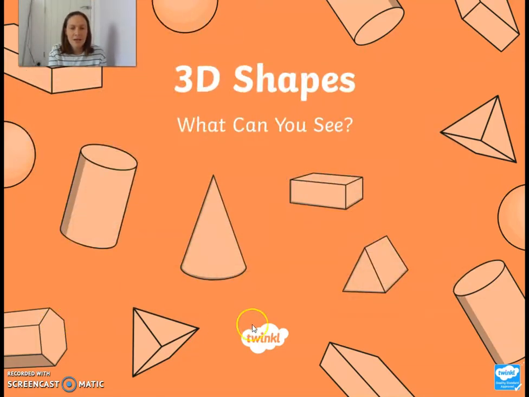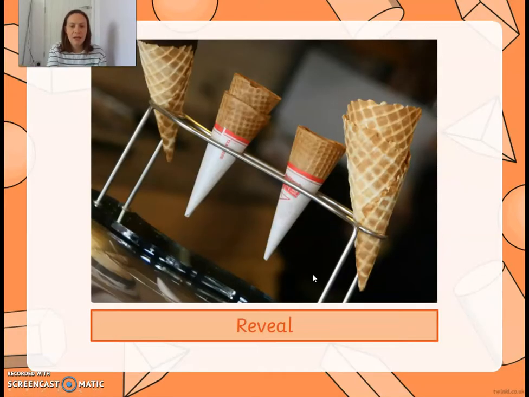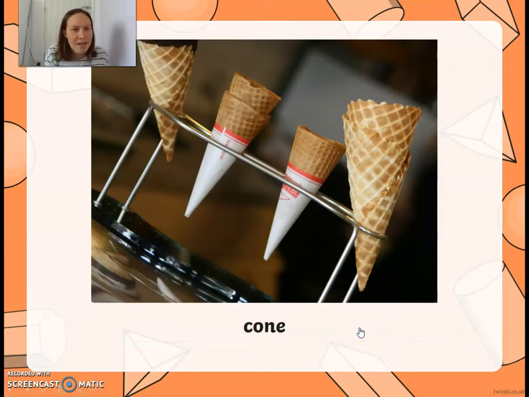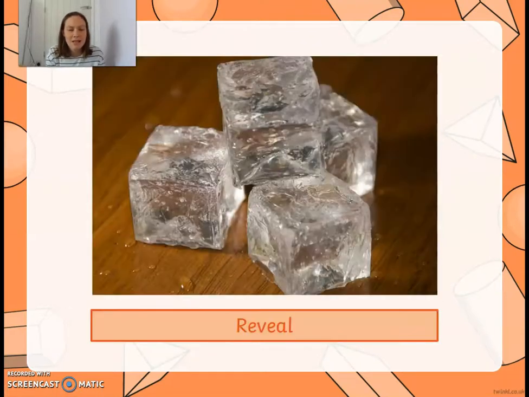So let's have a look at our 3D shapes. So what shape do you think this is? Now remember, a 3D shape is an object. 2D is flat, so we're not using words like triangle, square, rectangle, circle. We're not using any of those. We're using our 3D shapes. Let's have a look. Well done. See if you're right. I think it's a cone. Fantastic if you've got that right. Let's look at the next one.